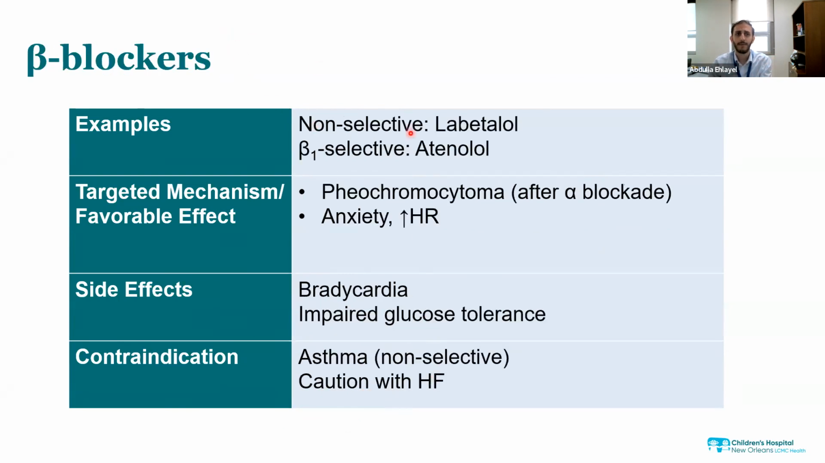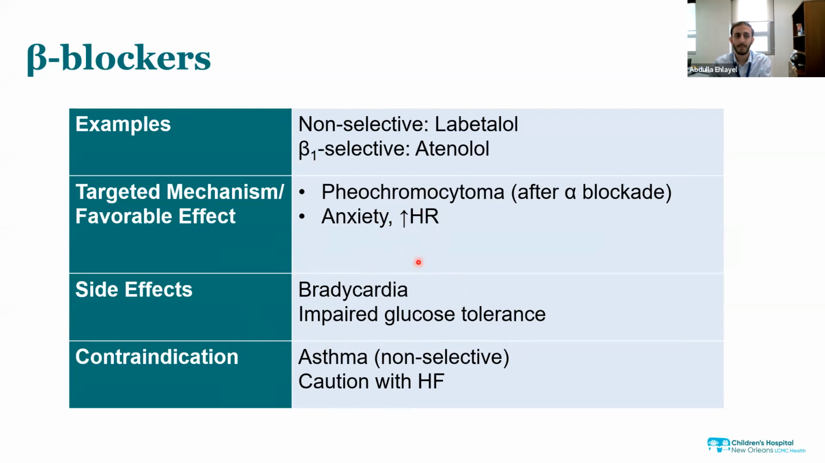Beta blockers, there are non-selective and beta 1 selective. Non-selective like labetalol, beta 1 selective like atenolol. A very good mechanism is we use them in patients with pheochromocytoma, but this is only used after you have alpha blockade. They should not be the medication you start with. That can be dangerous and should not be done. It may be beneficial for the patient who has anxiety or elevated heart rate. Because of the effect on the heart rate, it might be a good medication to start with.